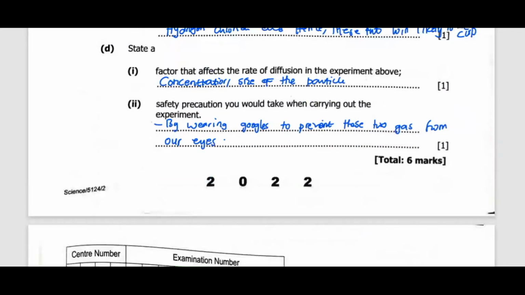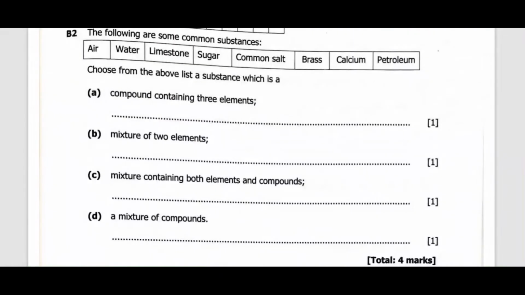Okay, so now let's move on to question 2. Question 2 reads, the following are some common substances. So we have air. Air, we know, is a mixture of gases. In the same air, there is oxygen, nitrogen, carbon dioxide, and methane. So we have so many gases here.